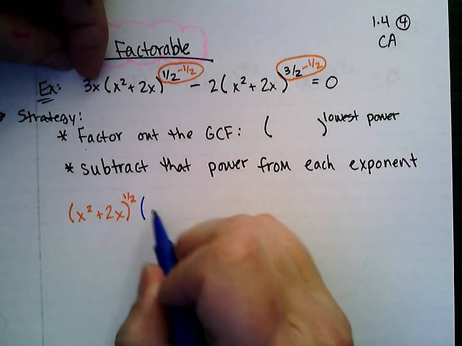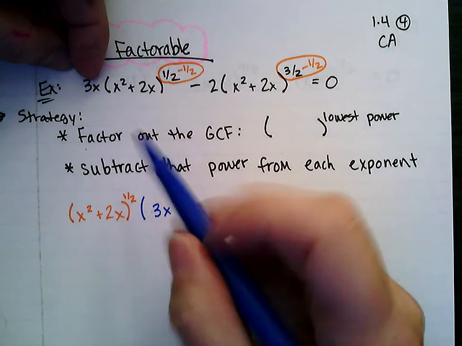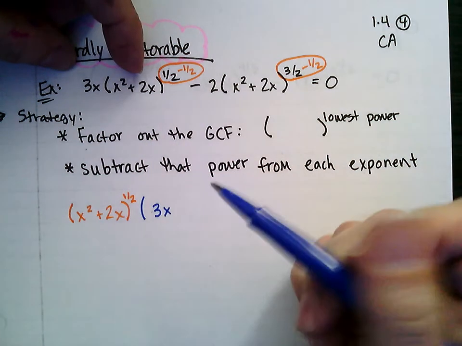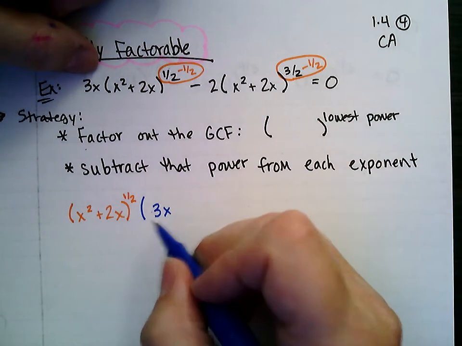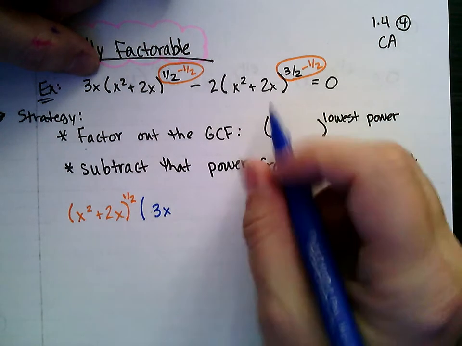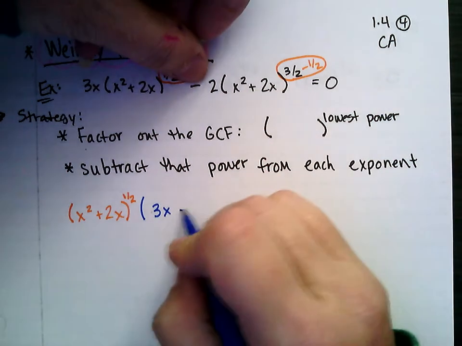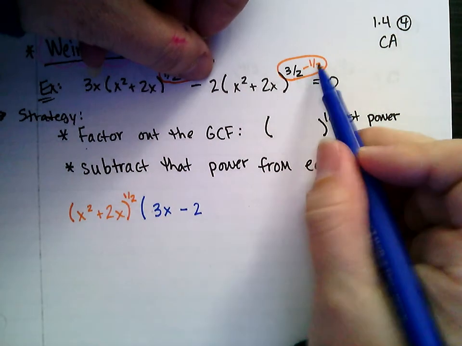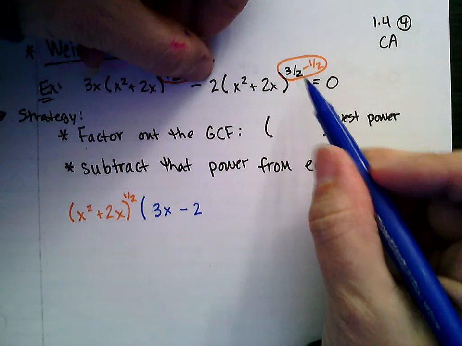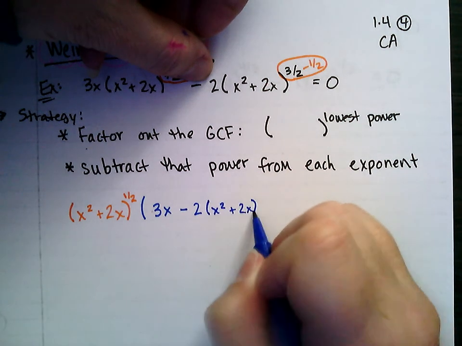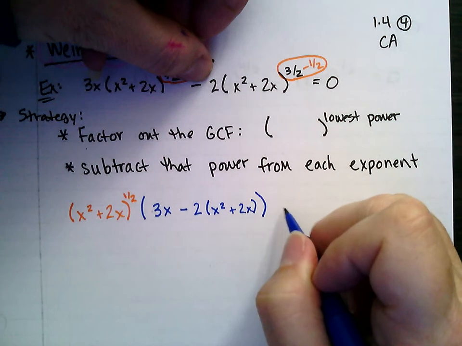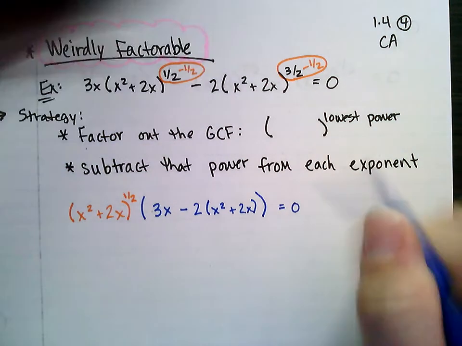I am left with a 3x here. And then when I do 1/2 minus 1/2, that's 0. That means this whole thing is gone. So the only thing I have in that spot is 3x. Okay, keeping on going. Minus 2. 3/2 minus 1/2 is 1. So that leaves me x squared plus 2x to the first power. And then I still have equals 0.